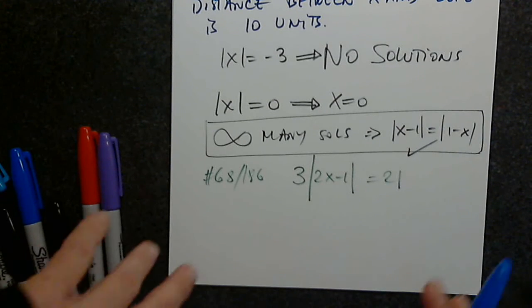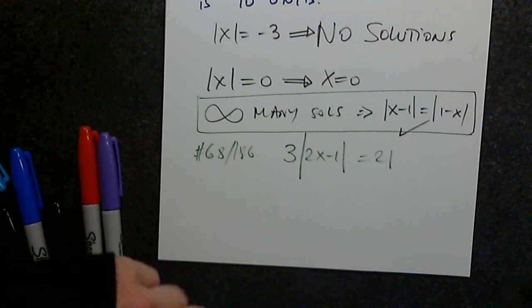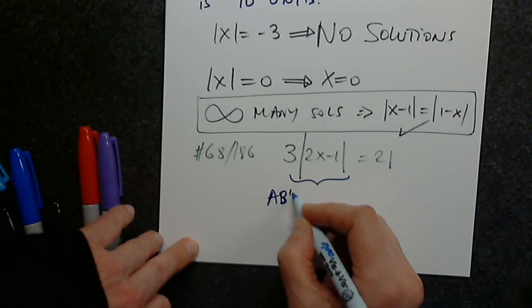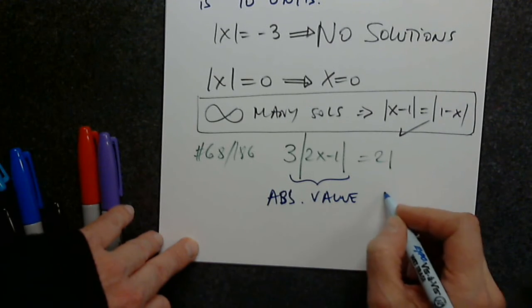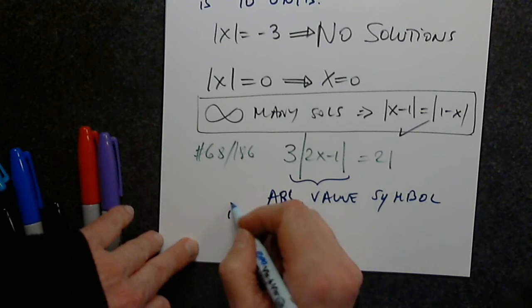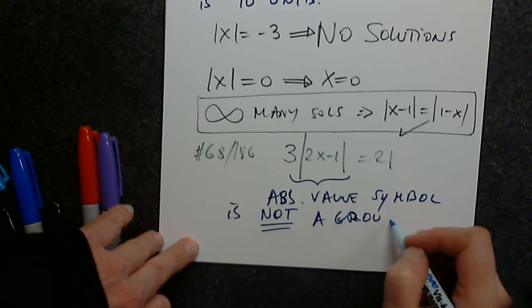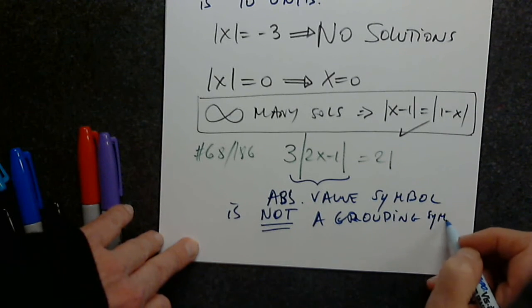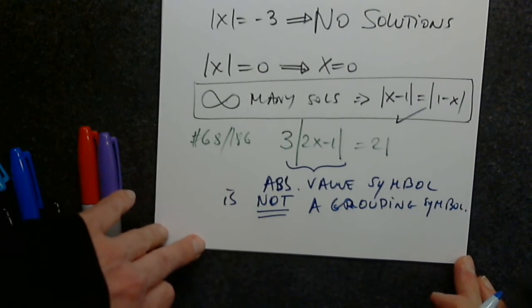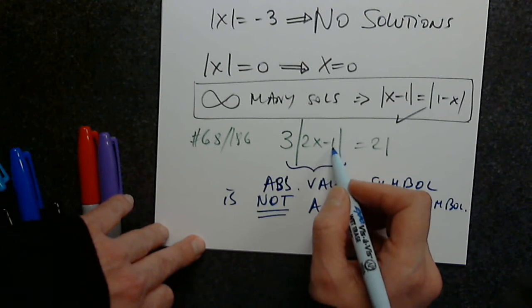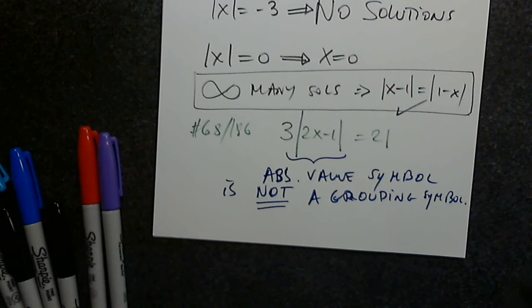So specifically, I wanted to start with a problem like this because I wanted to understand that the absolute value symbol is not a grouping symbol. And you can say, what are you talking about? Well, you are not allowed to distribute 3 inside. Do not treat the absolute value as if there were parentheses and now I'm going to factor out and I'm going to distribute. No, that's not allowed.